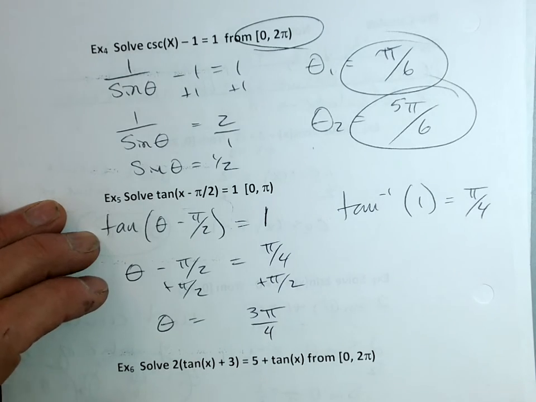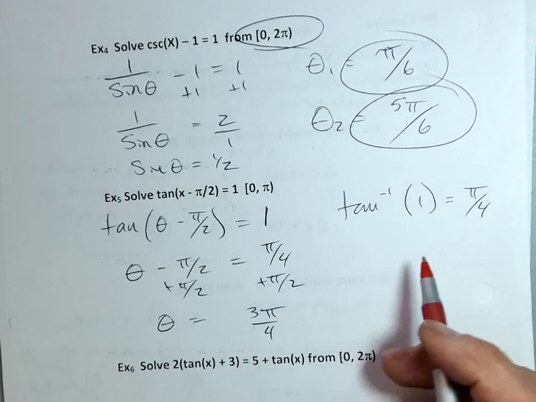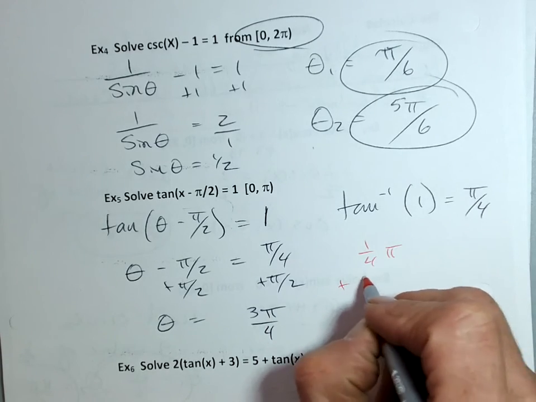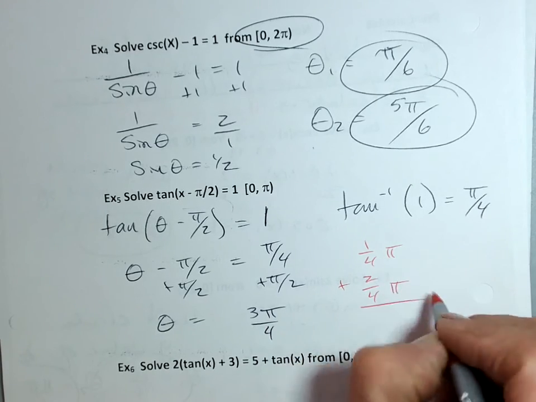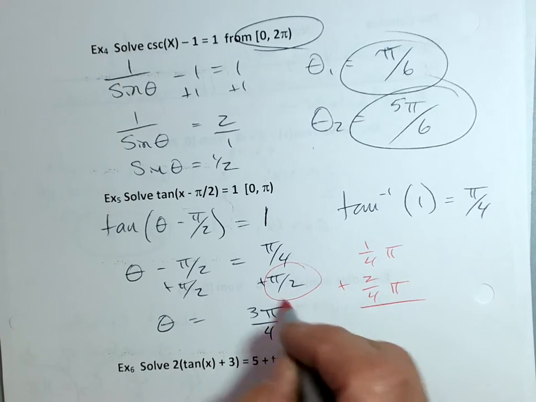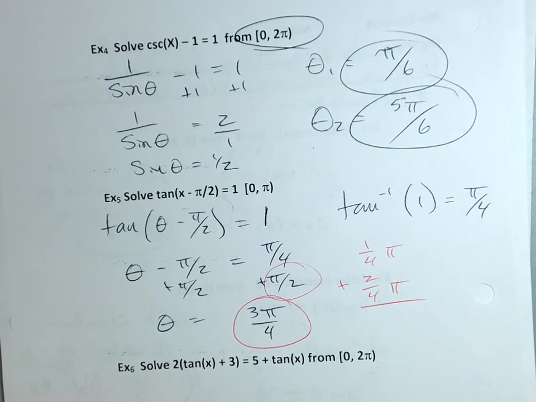Ooh, how did I get that? I did a common denominator, if that really freaked you out. I get 1/4 pi plus 2/4 pi. 1/2 and 2/4, same thing. You okay with my common denominator? All right.